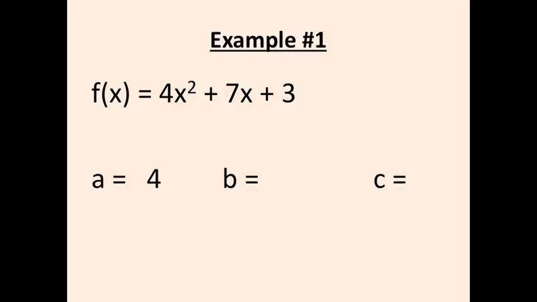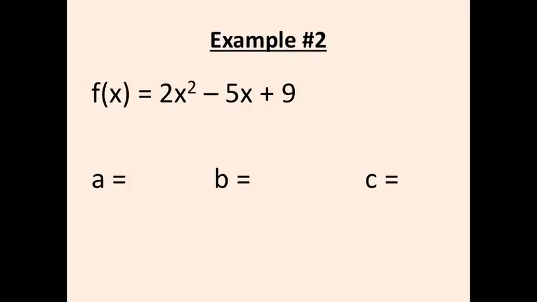Next, we know that b is the number in front of the x because in our formula it's bx. So in this problem, b equals 7. Finally, c is the number that's all by itself, usually at the end of the equation. So in this problem, c equals 3.